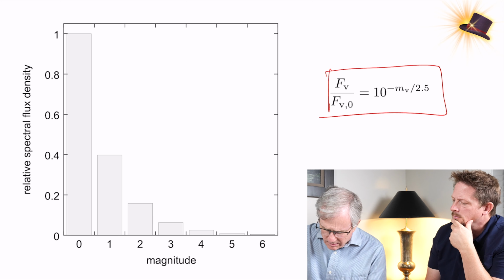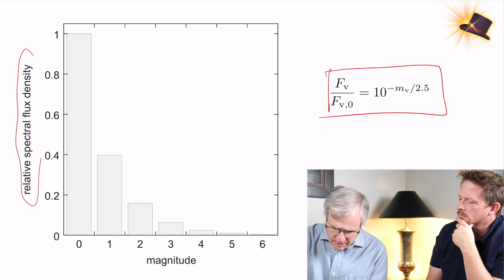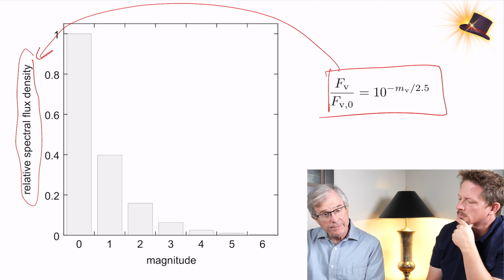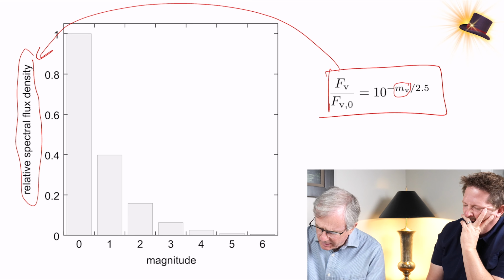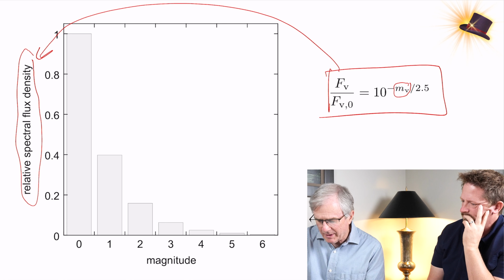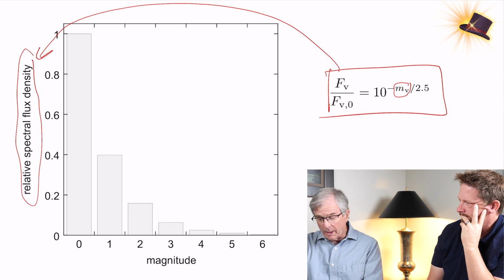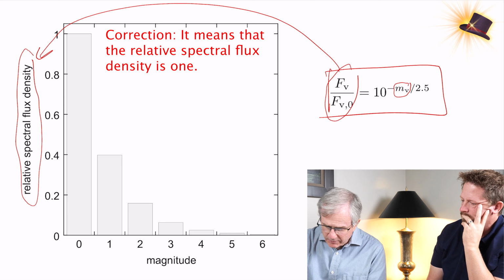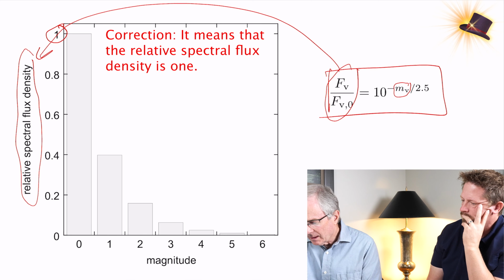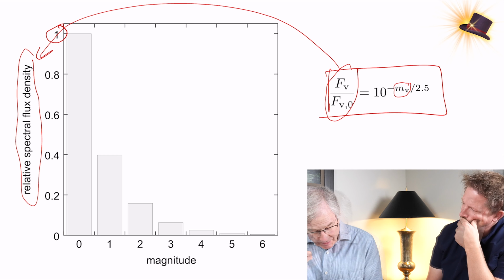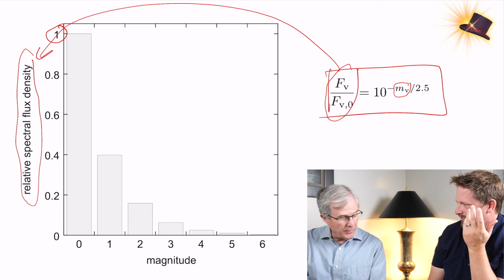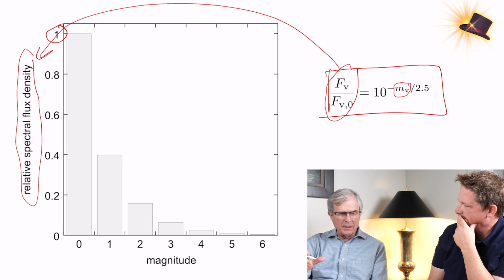What that says is that the relative spectral flux density, that's this thing Fv over Fv naught, if the magnitude of the star is 0, and you put a 0 in here, then 10 to the minus 0 over 2.5 is the same as 10 to the 0. And 10 to the 0 is 1. That just means that this relative magnitude is equal to 1. Then as you increase in magnitude, you're going to go down in the amount of power emitted by the star or any other object. Generally we're talking about the total magnitude of the light coming from that object.